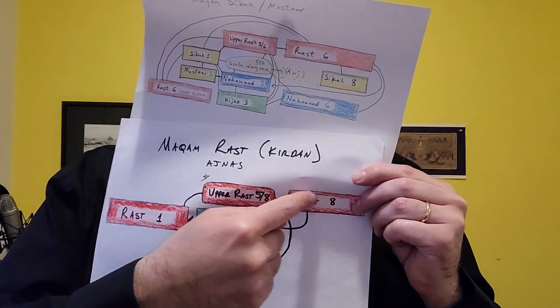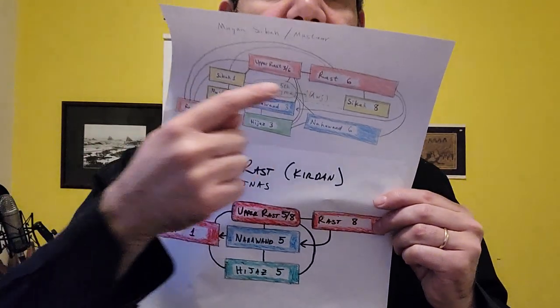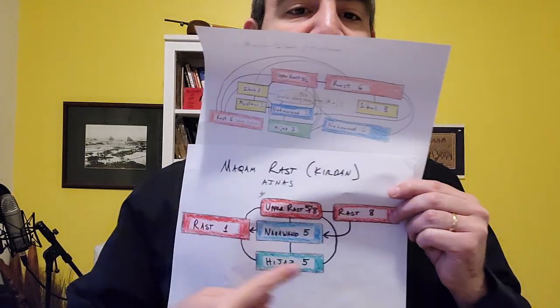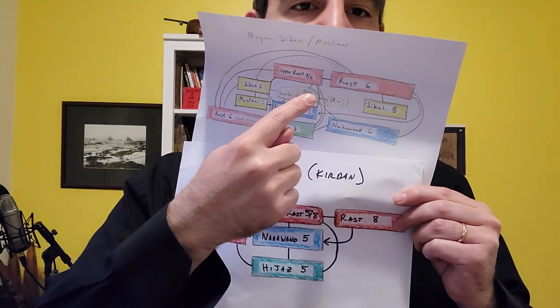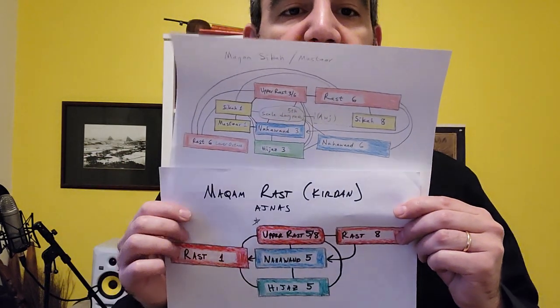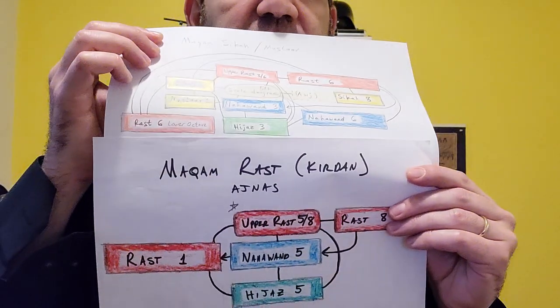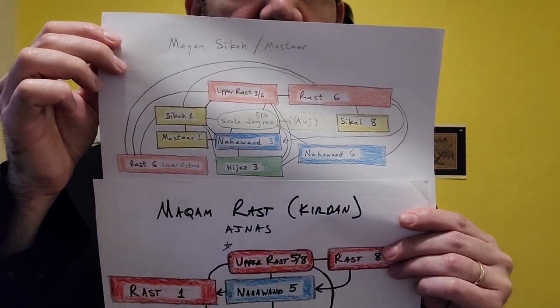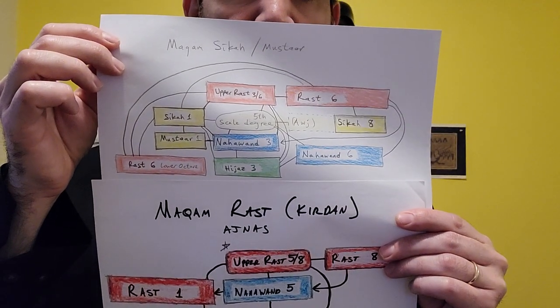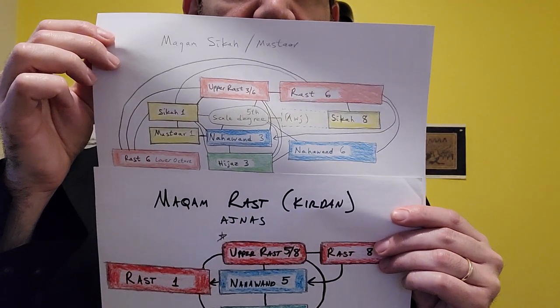So kirdan is the version of rust that descends, and maqam sikah really has this same network embedded within it. So that brings us to, why are we calling this maqam sikah? Maqam sikah, sikah means third note in Persian and in Farsi.